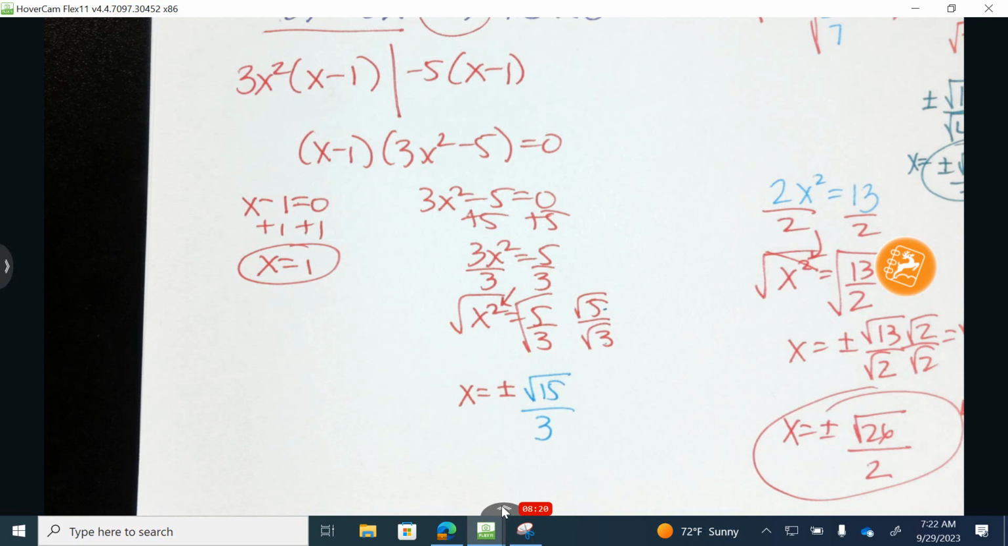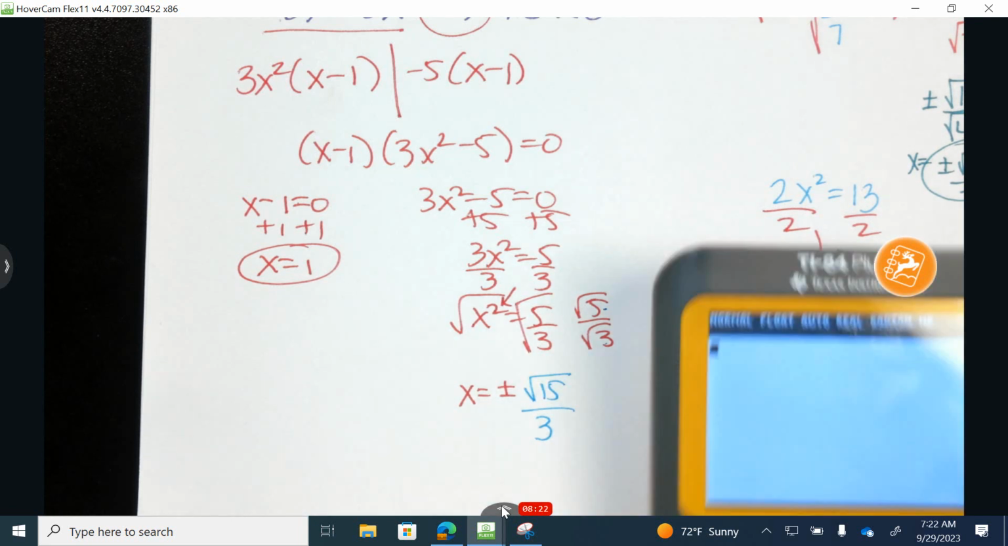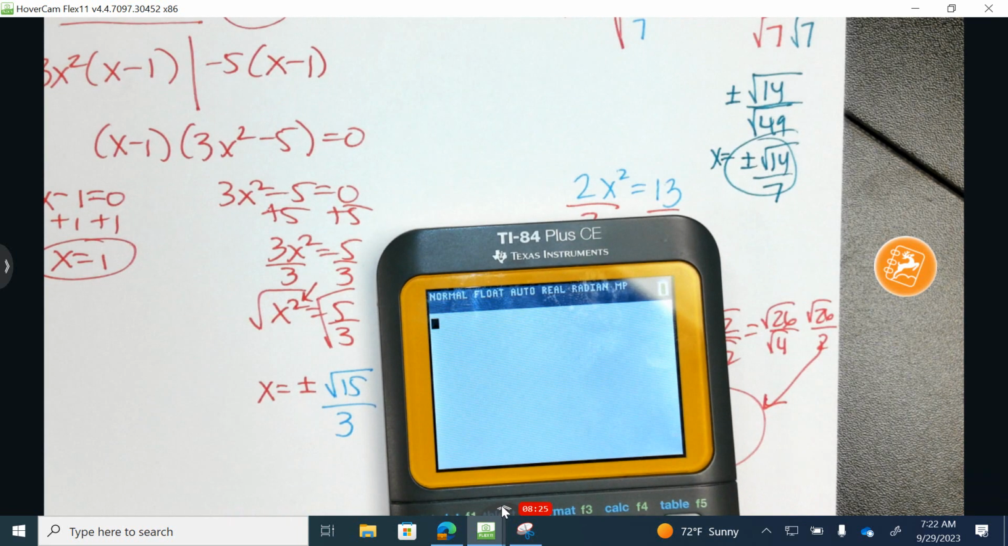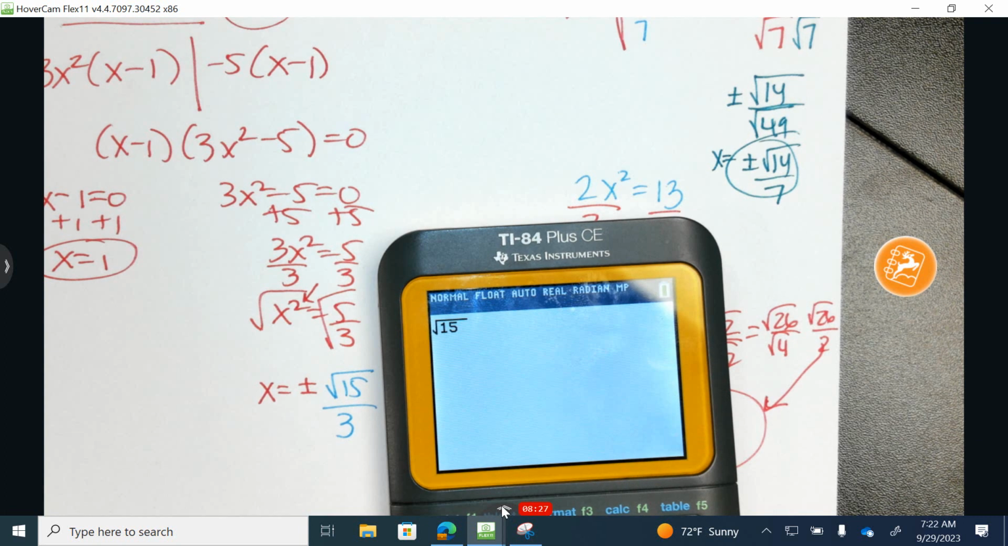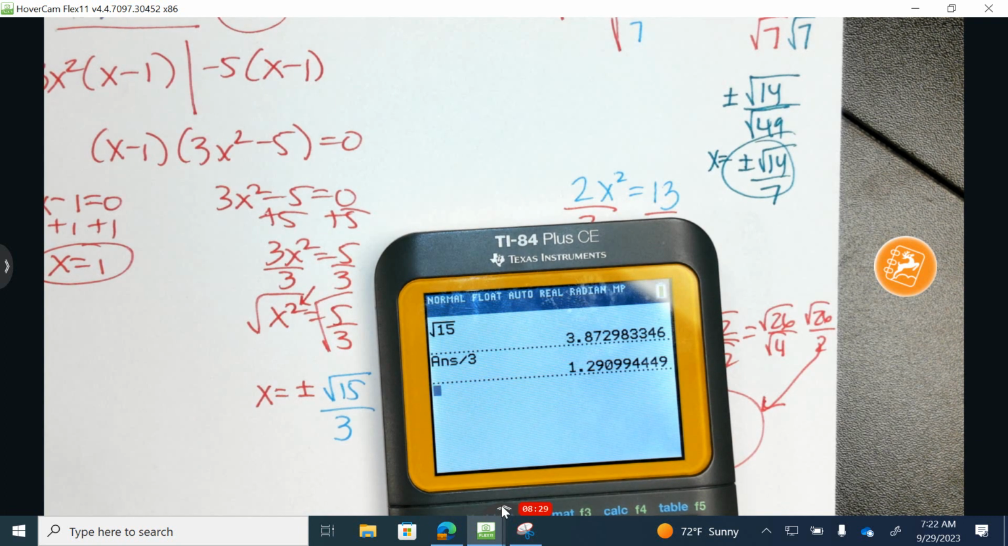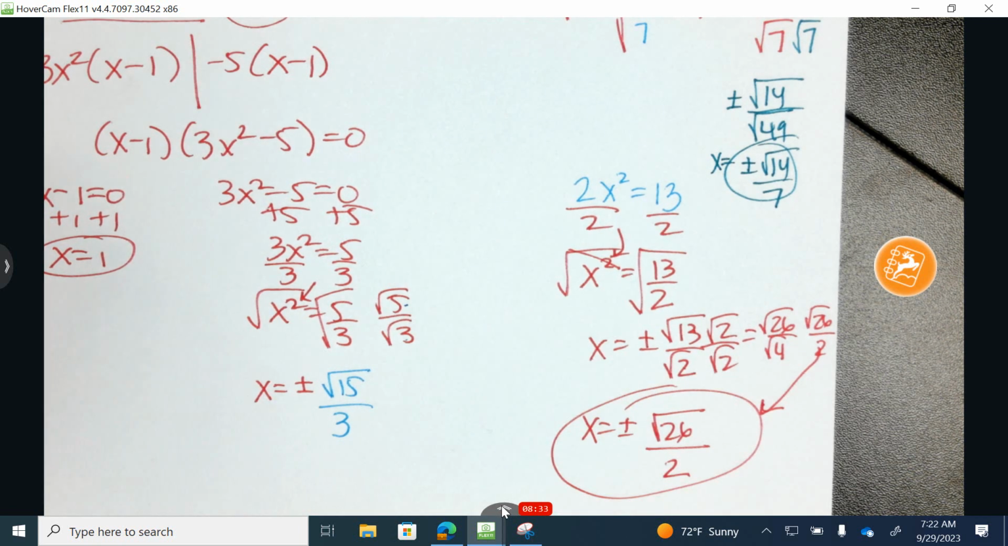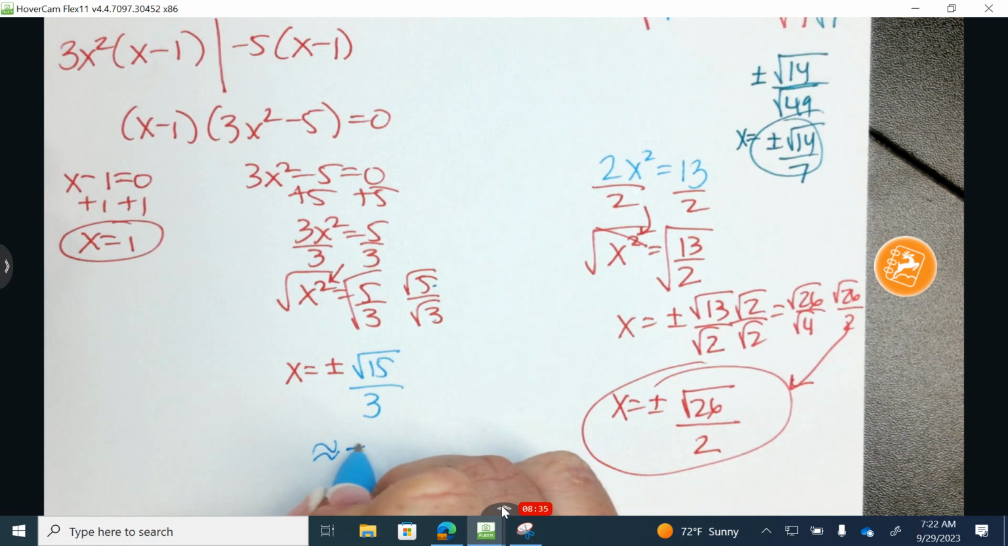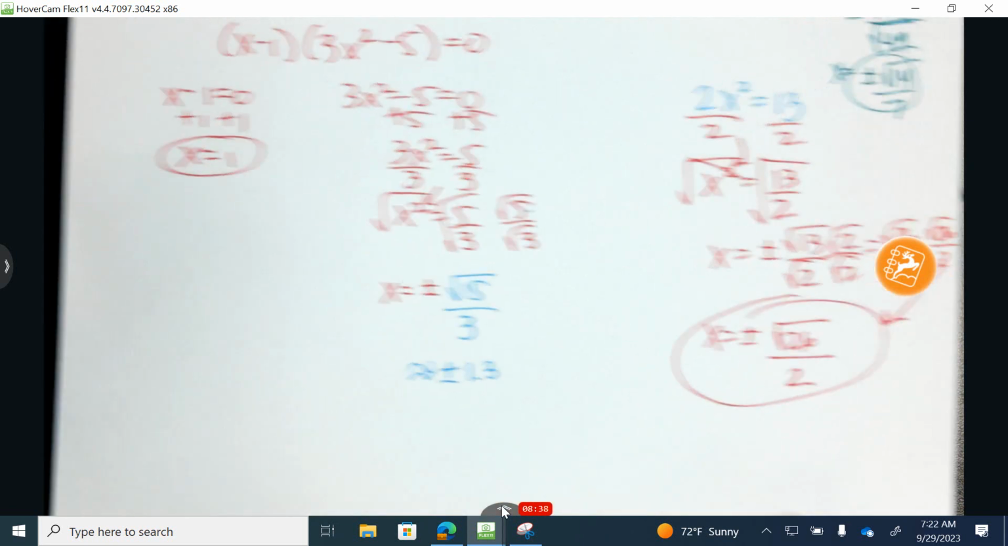Now, when we do this on the number line, we may not have an idea of really what that is equal to. So let's look real quick. Square root of 15, I press enter and divide by 3. So that's approximately positive and negative 1.3 if I was just going to give a little estimate here. Positive and negative 1.3, approximately, okay?